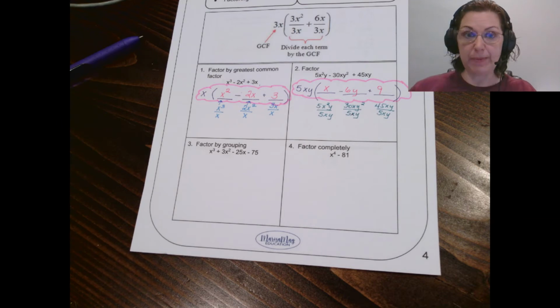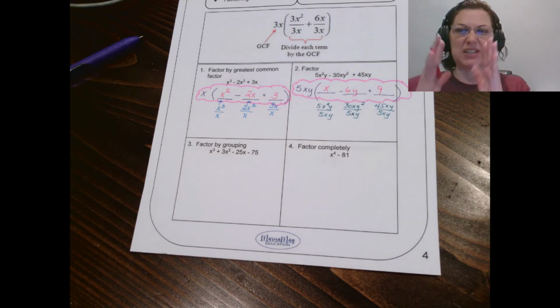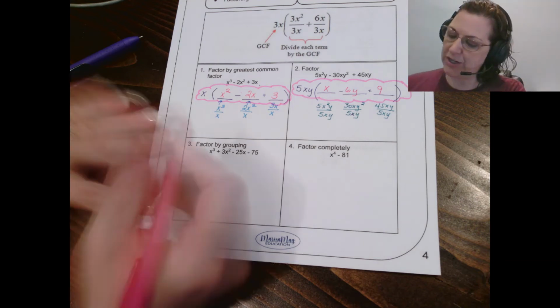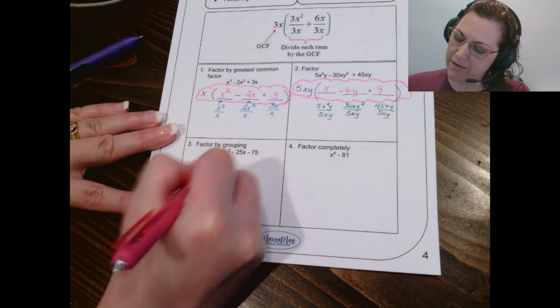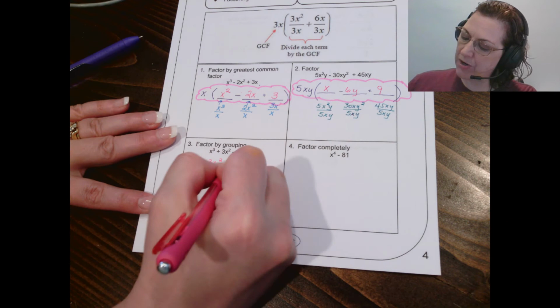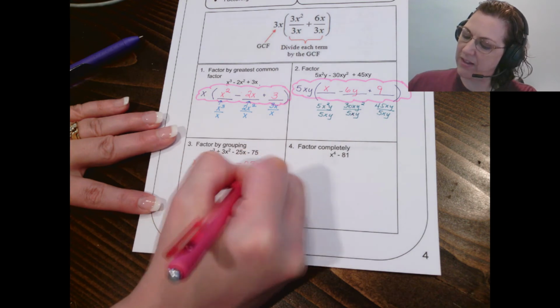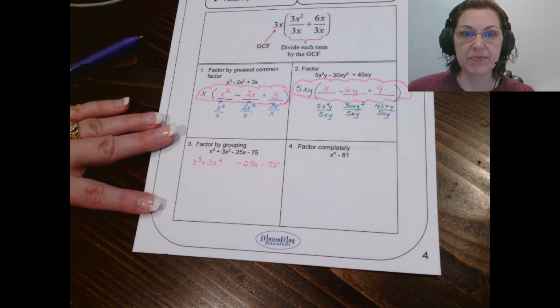Let's look at grouping now. Grouping is going to do factoring by greatest common factor, but it's only going to do it in pieces. So we're going to do factoring with x cubed plus 3x squared. We're going to do the greatest common factor with that, and then we're going to do a greatest common factor with the last two, the negative 25x minus 75.